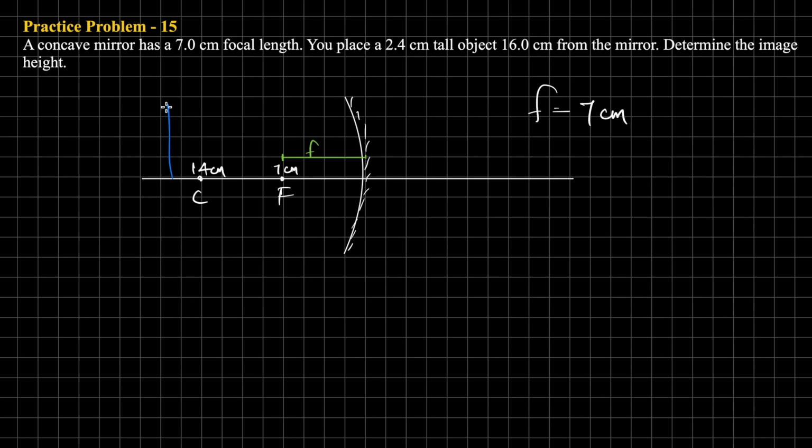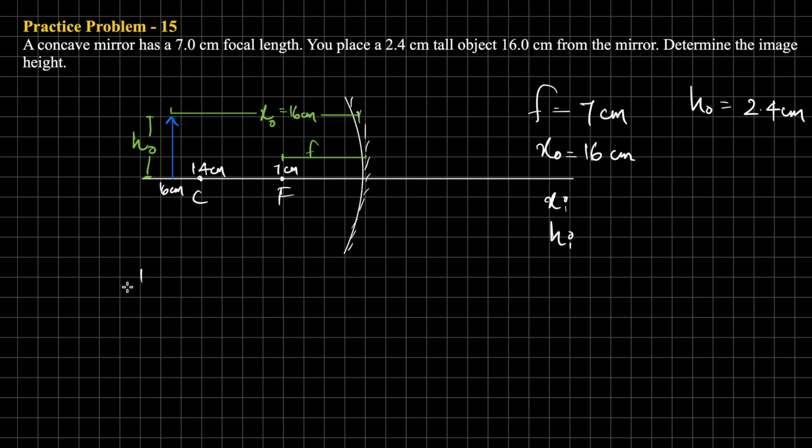This is my object. It is placed at 16 centimeter. And this distance is 16. That is Xo. We need to find Xi and Hi. Ho is also given. It's a 2.4 centimeter tall object. This distance is 2.4 centimeter. Ho.